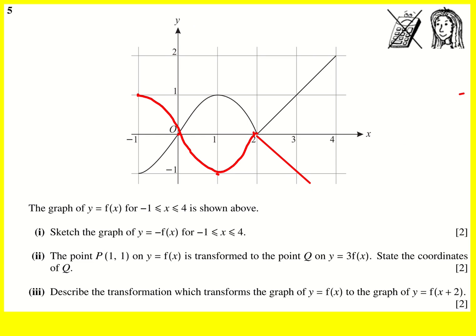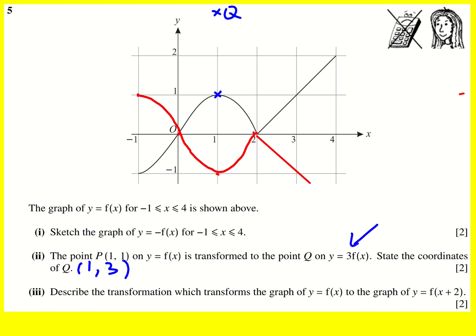Right, in the second part, we've got the point P (1,1), that's this one here, and it's transformed to the point Q on y equals 3f of x. State the coordinates of Q. So what we have is our function, and then we're timesing it by 3. So when x is 1, my function was 1, I'm going to times it by 3, and it's going to actually jump up to here. That's going to be where my point Q is. It's going to go to 3. So the x value stays the same, but the y value is multiplied by 3. This is a stretch in the y direction of factor 3. Okay, that's what that one was.